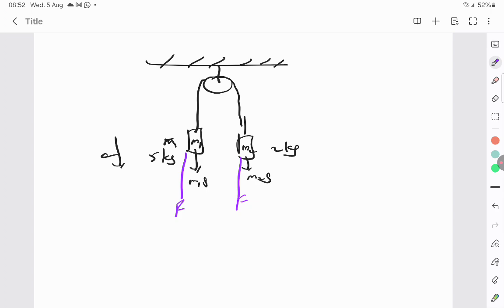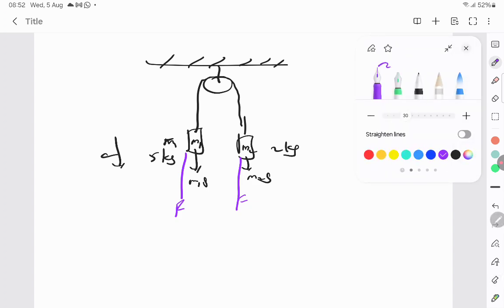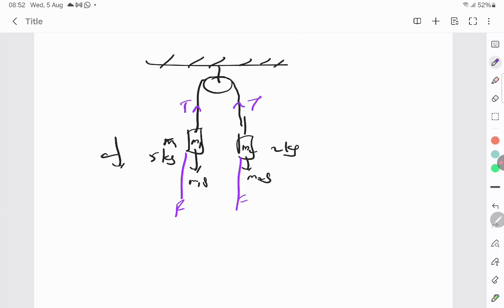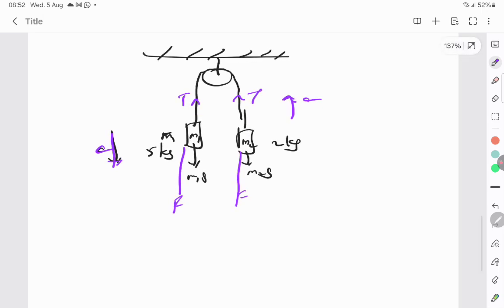I think so. So let's take that also into consideration. You know that there's a tension which runs over this, which will be the same as this. We have assumed this acceleration to be like this, so this acceleration is supposed to be like this initially, right? So this is my assumption. So now let's take this free body diagram. Since the acceleration is downward, the total net addition of these two forces should be greater than this.